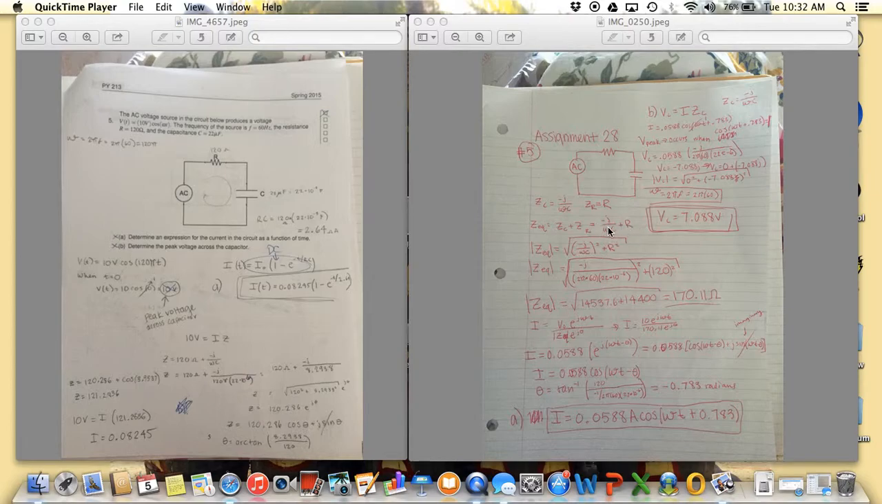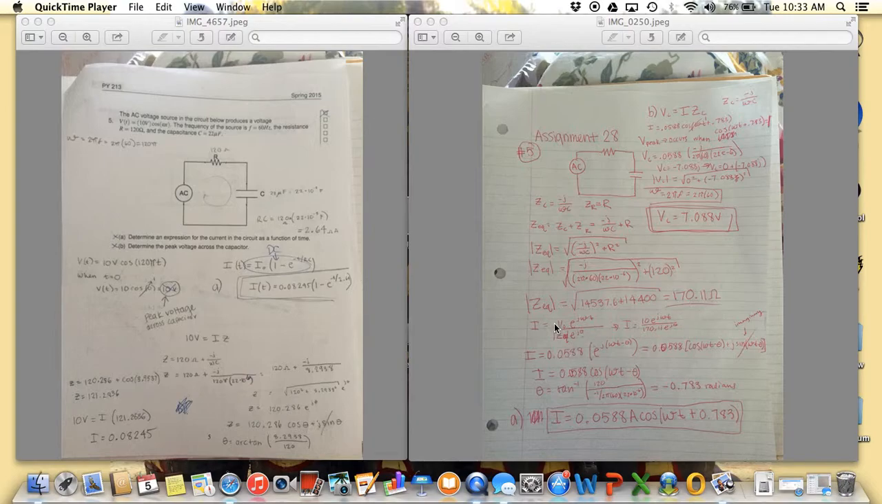And omega is equal to 2 pi times the frequency, which is 60. And then we know that the resistance is just 120. And so then we separate that out in terms of vectors, and we use the equivalent to the Pythagorean theorem, and we square the terms and then take the square root of the total. So we get the equivalent impedance to be 170.11 ohms.